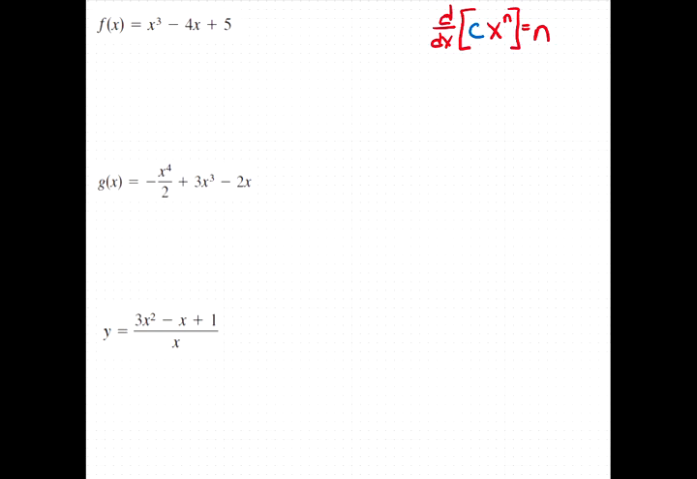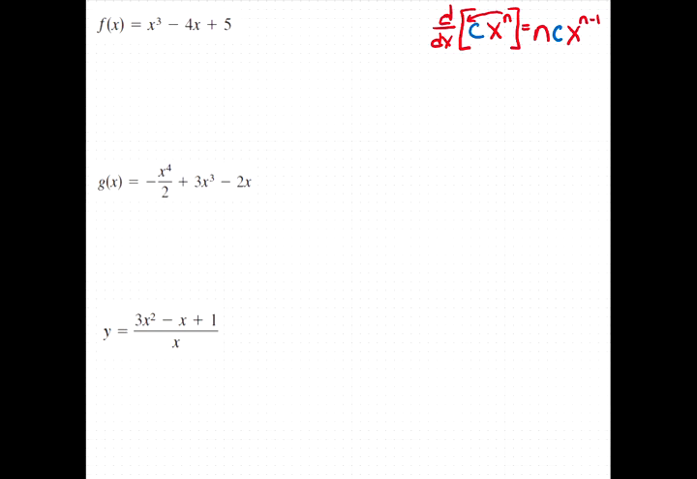n times c times x to the power n minus 1. So what's going on with the power rule is the power pops out front and decreases by 1. Okay, so let's look at these three problems.